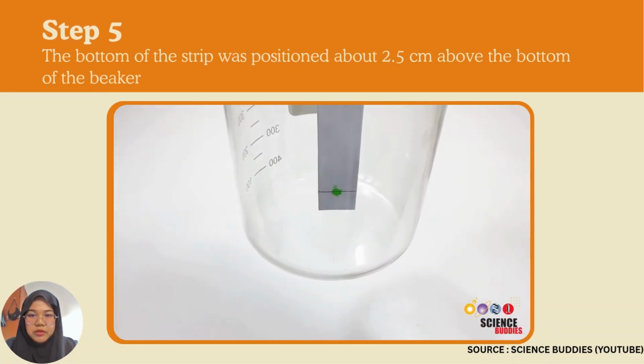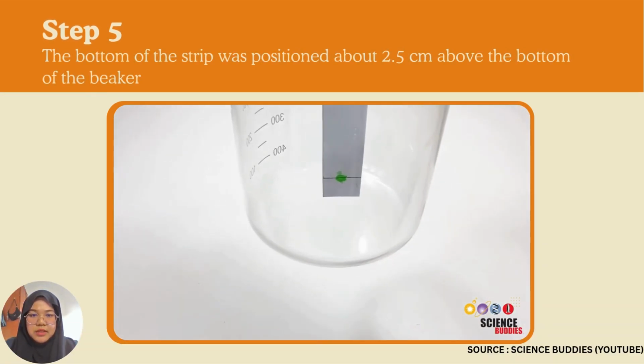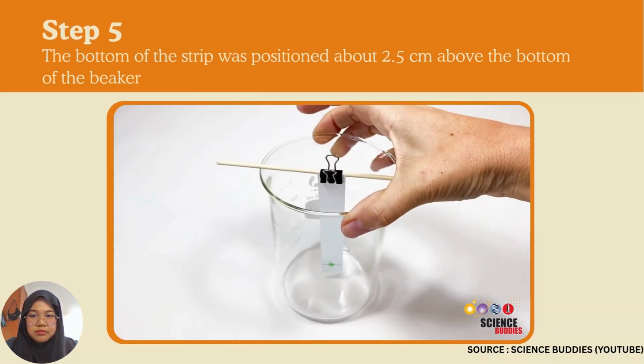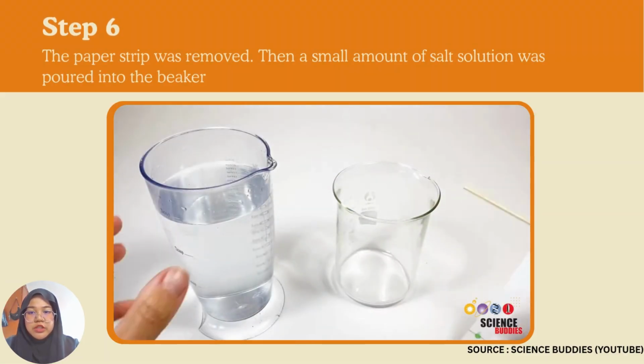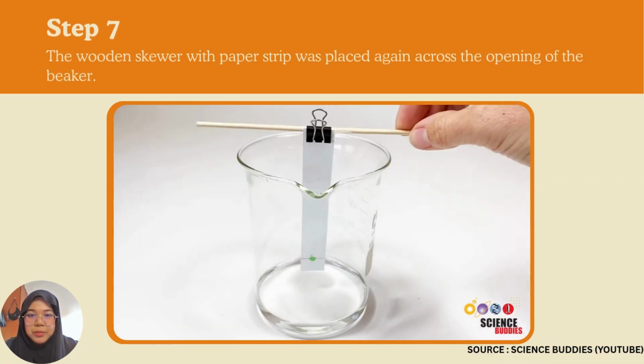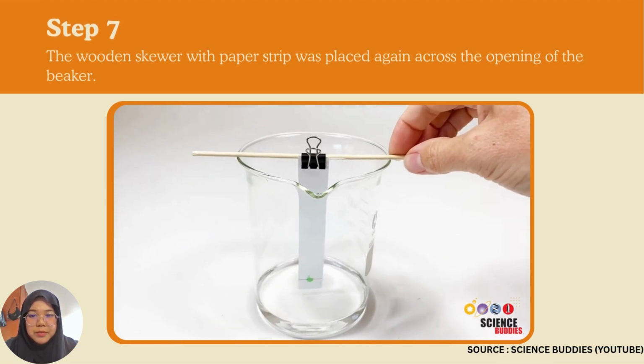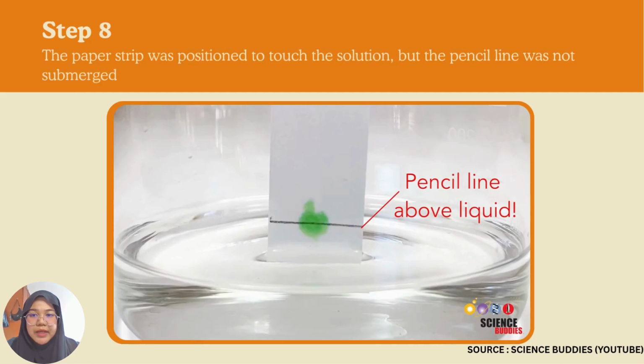Step 5. The bottom of the strip was positioned about 2.5 cm above the bottom of the beaker. Step 6. The paper strip was removed, then a small amount of salt solution was poured into the beaker. Step 7. The wooden skewer with the paper strip was placed again across the opening of the beaker. Step 8. The paper strip was positioned to touch the solution, but the pencil line was not submerged.